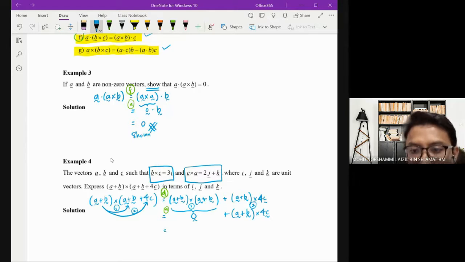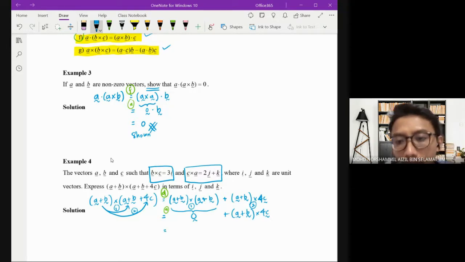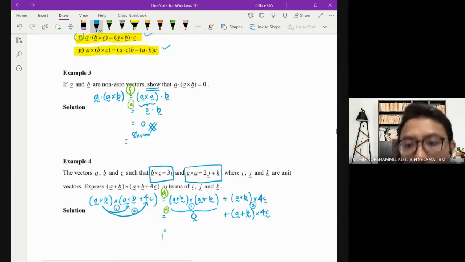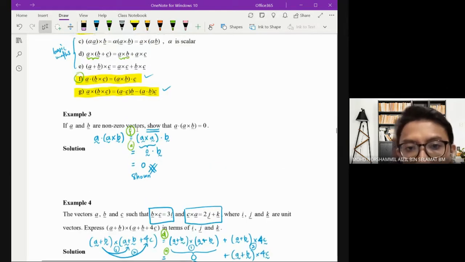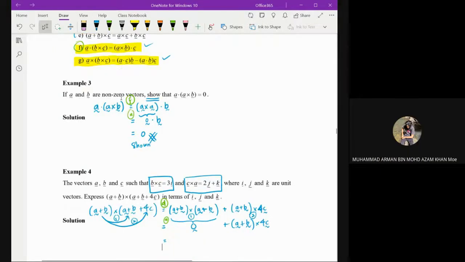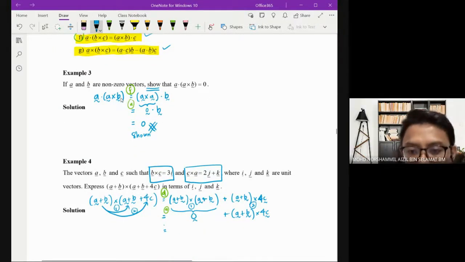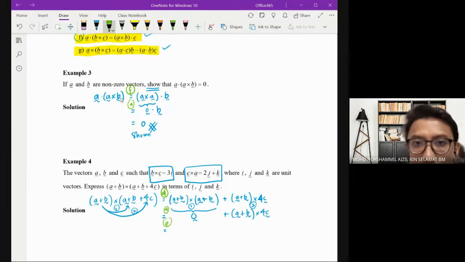Kita pakai satu persatu lah rules tu sebab nak tulis tu. Okay. So what happen next? For the last part, A plus B cross 4C. Which rule? So nak pakai yang mana? E, sir. Yes. Kita akan pakai E. So we will use E.